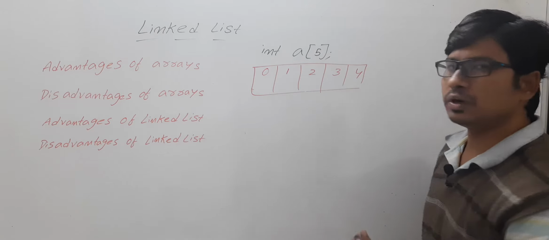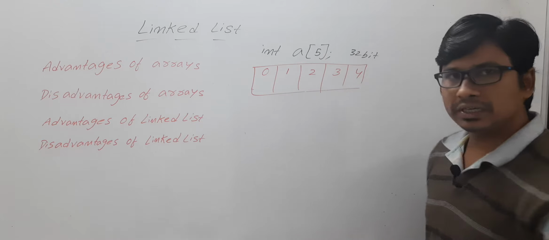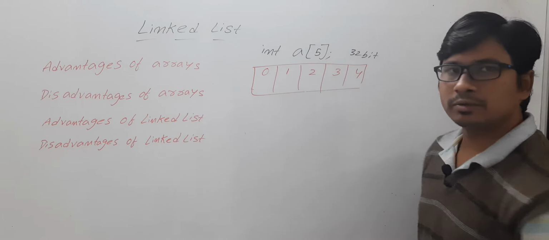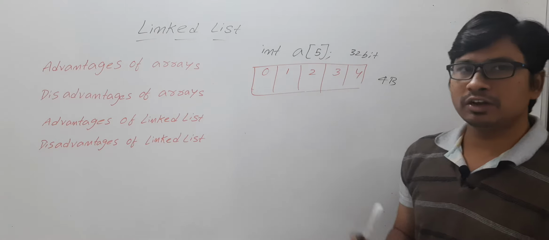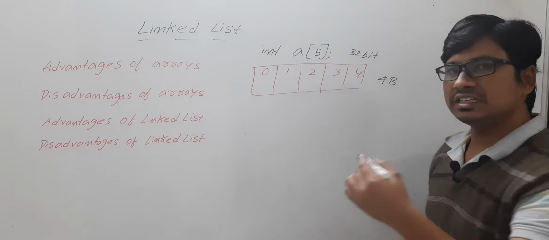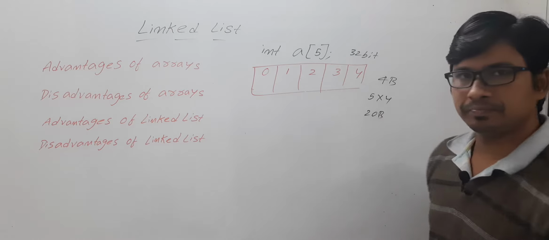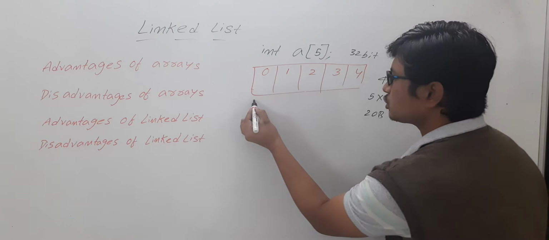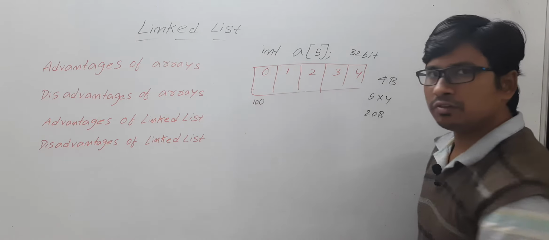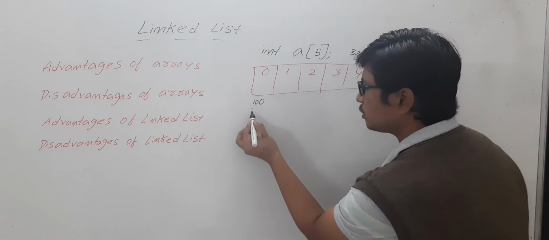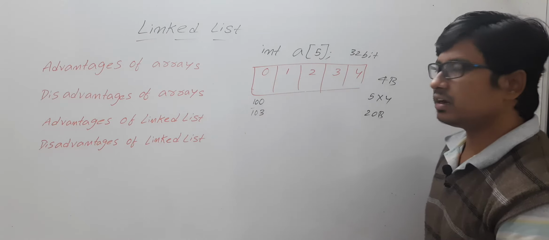Let's assume that you are running this program on a 32-bit compiler. On a 32-bit compiler, one integer variable will occupy 4 bytes of memory. If one integer variable occupies 4 bytes, 5 such integer variables will occupy 5 into 4, 20 bytes of memory. So let's take that the starting address is the 100th byte. Now this integer variable will occupy 4 bytes, so from 100 to 103 bytes, this variable which is there at the index 0.